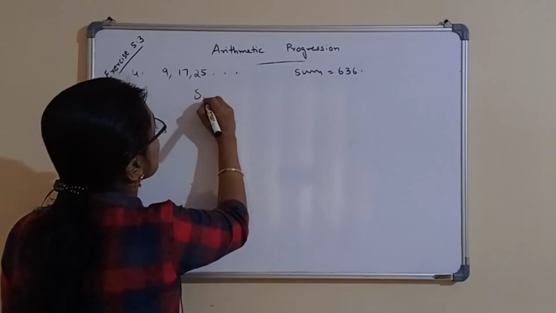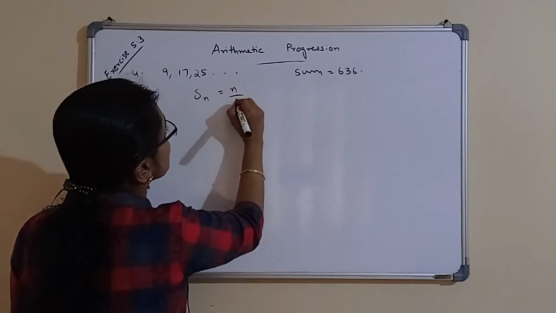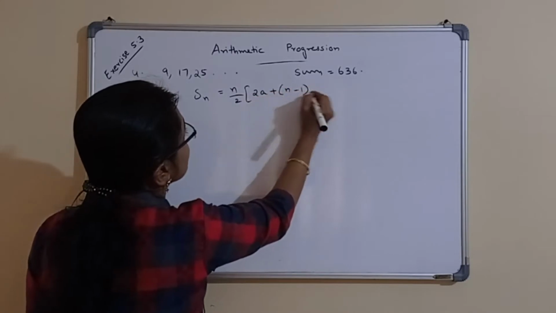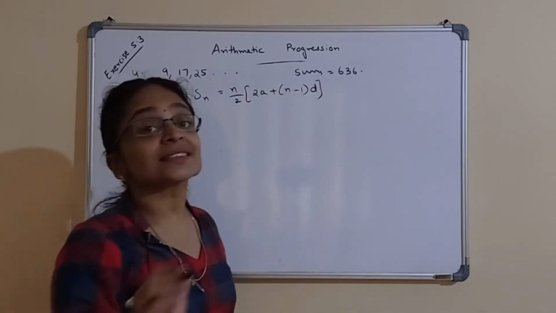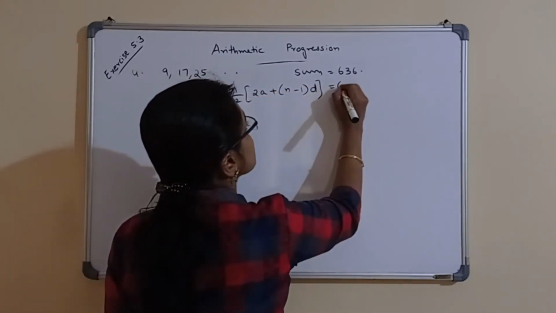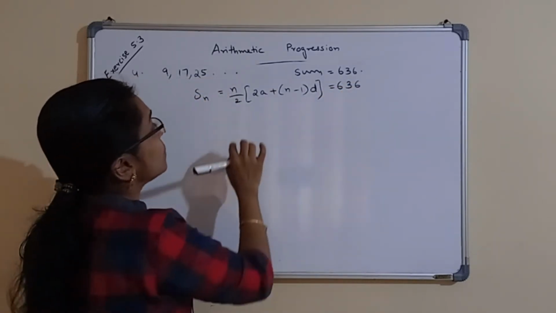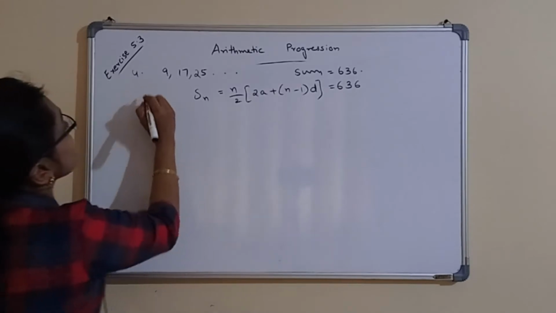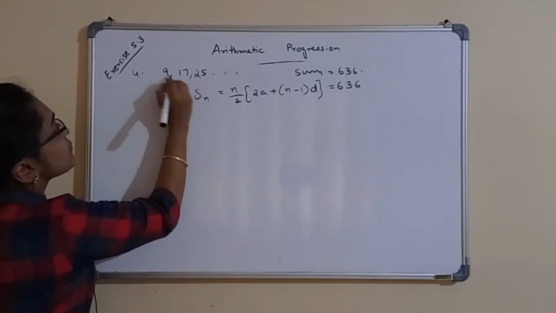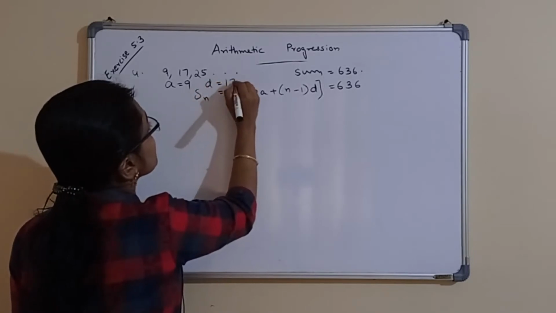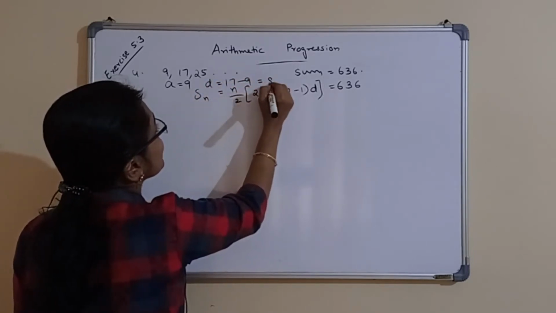We know the formula Sn is equal to n by 2 into 2a plus n minus 1 into d. And it is given that the sum is 636, so this is equal to 636. Now, what is a here? a is the first term, 9. And what is d here? 17 minus 9, which is equal to 8.